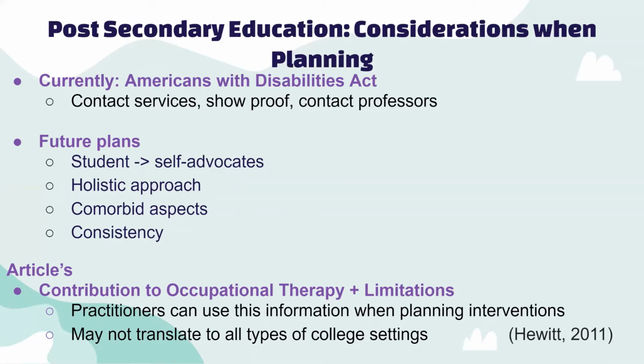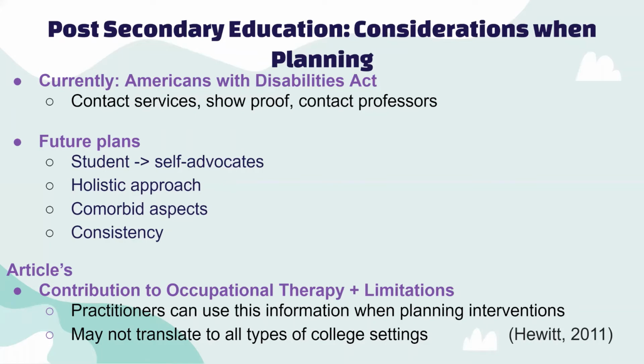And so the article notes that in the future and when planning for transitions, we should help students become self-advocates, since in college there's a lot less support, and so we should teach them how to ask for help and how to reach out to services and how to research things on their own. And we should take a holistic approach, so not just think about academics, but also how can they better socialize, how can they better communicate.